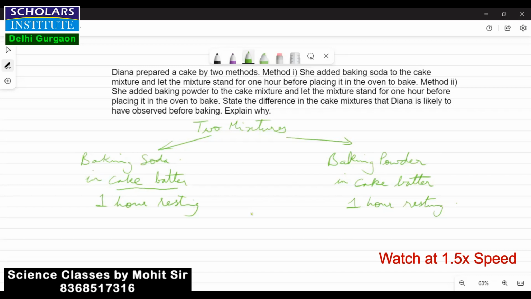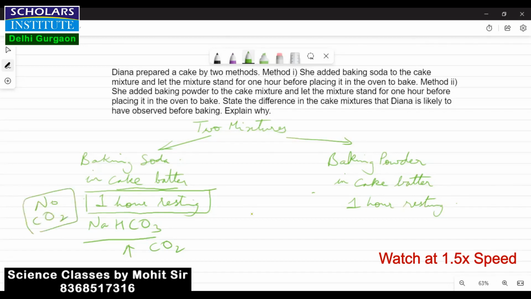We know this. In the other batter, she is taking baking powder, and both batters she is keeping for 1 hour. So baking soda is what? NaHCO3. When it is heated, only then it gives CO2. So till the time it is resting, that is for 1 hour, no CO2 will be produced. So there will be no bubbles seen in the batter.